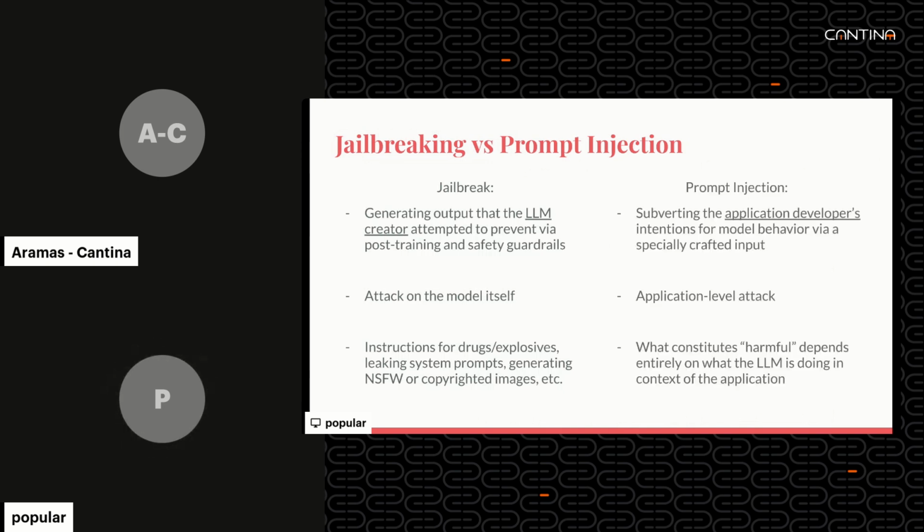Whereas prompt injection is subverting the application developer's intentions for the model rather than generating something like copyright content, right? So this is an application level attack, and what constitutes harmful depends entirely on the context of the application. OpenAI has no idea what's harmful for your application, right? It can't. It doesn't know you should call this function, you shouldn't call this function. It doesn't know what the functions do. The risks and damages that can occur are entirely based on the context of the application.